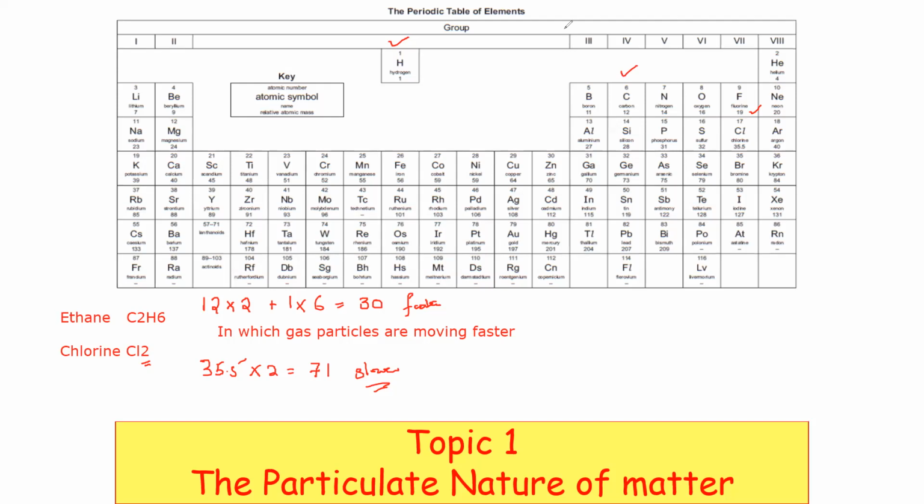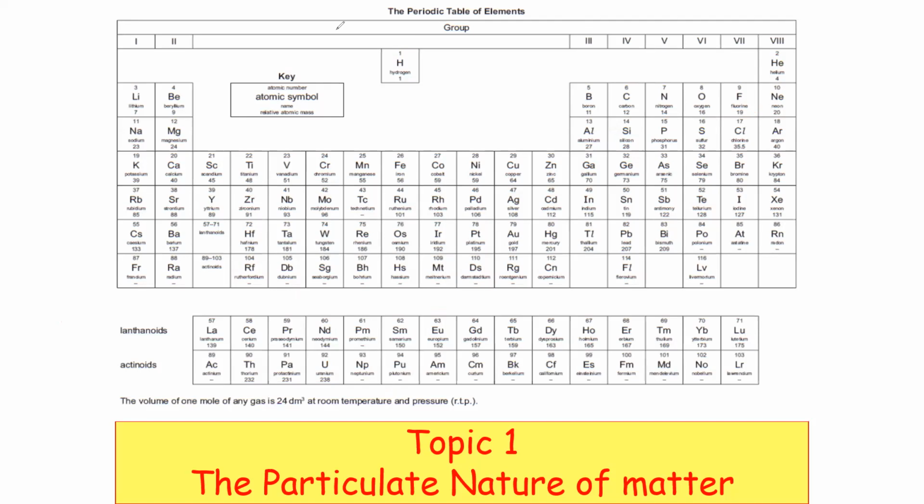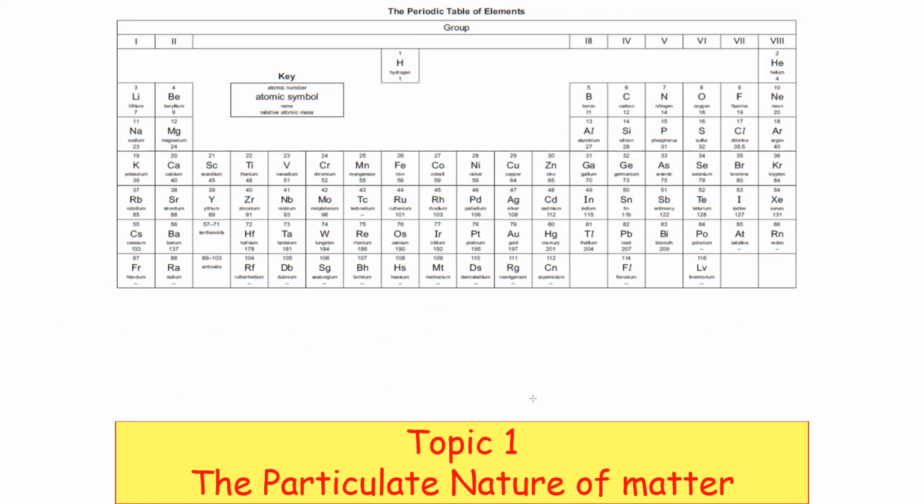Then another example, to work out the movement or the motion of the particles. You have, say, two gases, butane and chloromethane. I want everyone to participate. The formula for butane is C4H10, and the formula for chloromethane is CH3Cl.